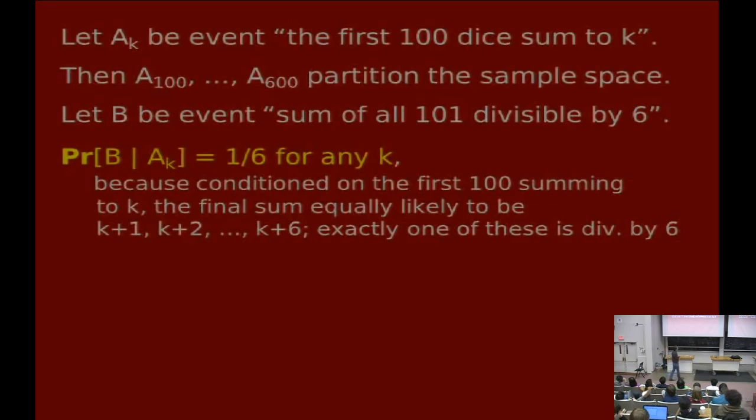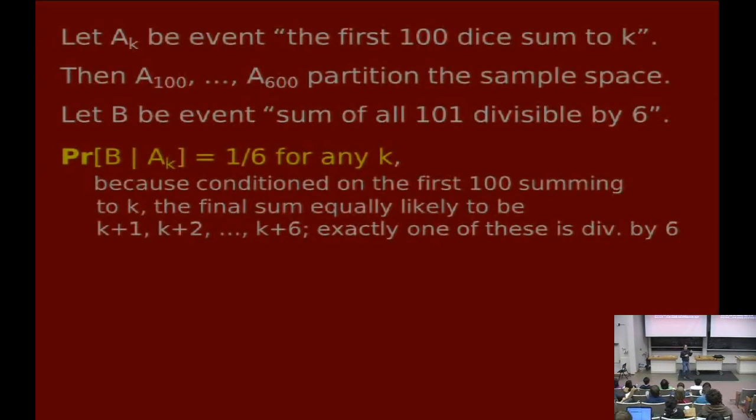independent of k. And what's the reason? Well, let's say you condition on the first 100 summing up to some number k. Like your friend rolled those first 100 dice and told you, hey, they added up to k. Then you know that the final sum, after you roll one more die, is going to be either k plus 1, k plus 2, or up to k plus 6. And each of those outcomes has probability 1/6. And if you have 6 consecutive integers, exactly one of them is divisible by 6, right? I think we agree to that. Okay, and so therefore the conditional probability of B is 1/6, no matter what happens with the first 100 dice.